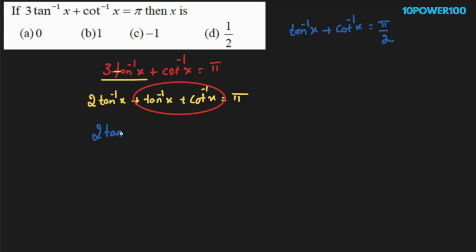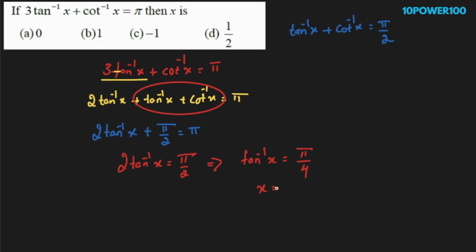2 tan inverse x plus pi by 2 is equal to pi. Now, if you transpose pi by 2 to this side, 2 tan inverse x is equal to pi minus pi by 2. So what is 180 minus 90? It is 90 only. So we get pi by 2, which implies tan inverse x is equal to, so this 2 and this 2 will divide, that becomes pi by 4.